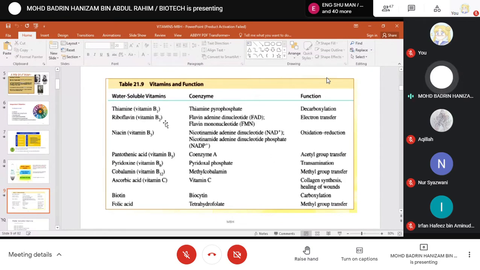So these are the important water soluble vitamins and their general functions. But in this lecture, we're going to talk more than just these straightforward functions.